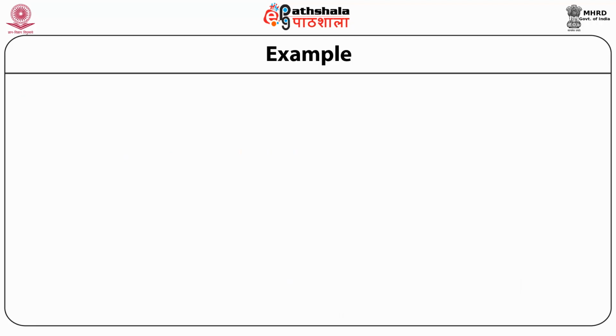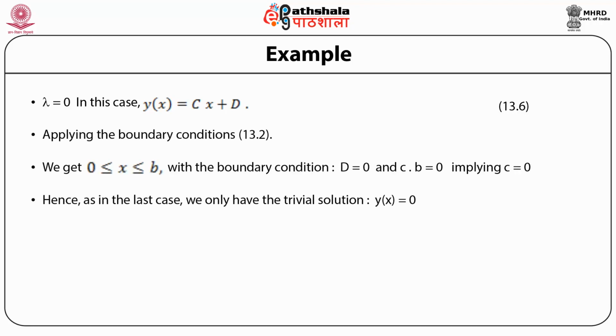Now let us consider the case where lambda is equal to 0. When lambda is equal to 0, the solution can be written in terms of two arbitrary constants c and d, and the solution is y(x) = cx + d. When we apply the boundary condition, at x equal to 0, y is 0, therefore this implies d is equal to 0. At x equal to b, y is 0, therefore c times b is 0. Since b is not 0, therefore c is 0. So c is 0 and d is 0, therefore y is 0.